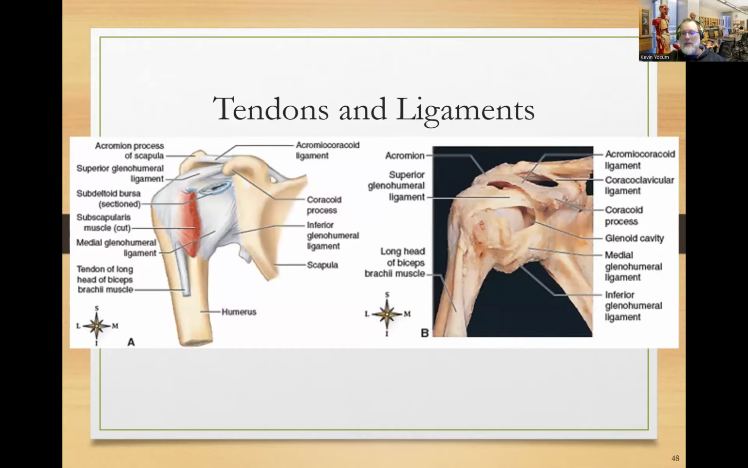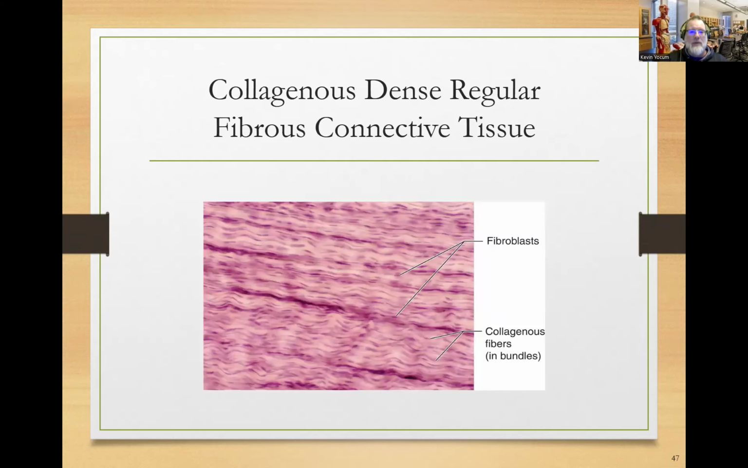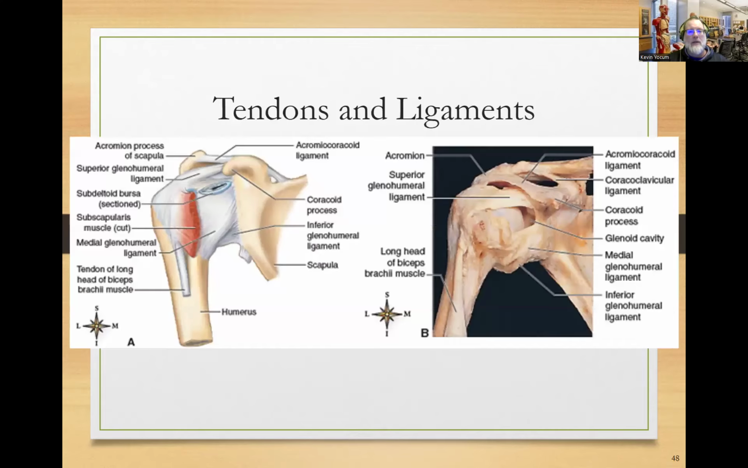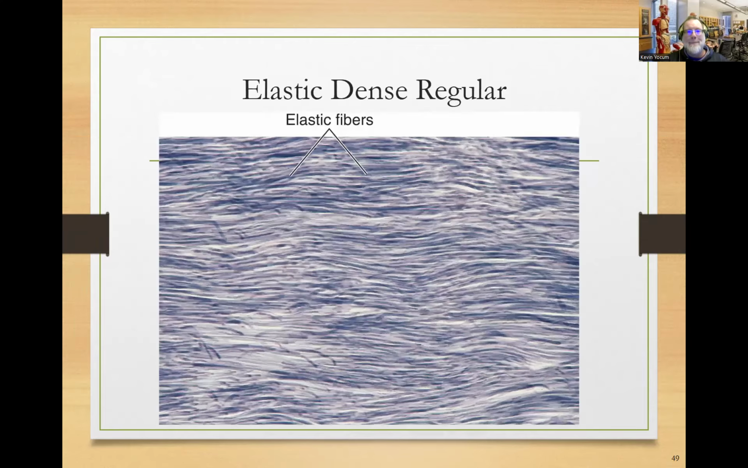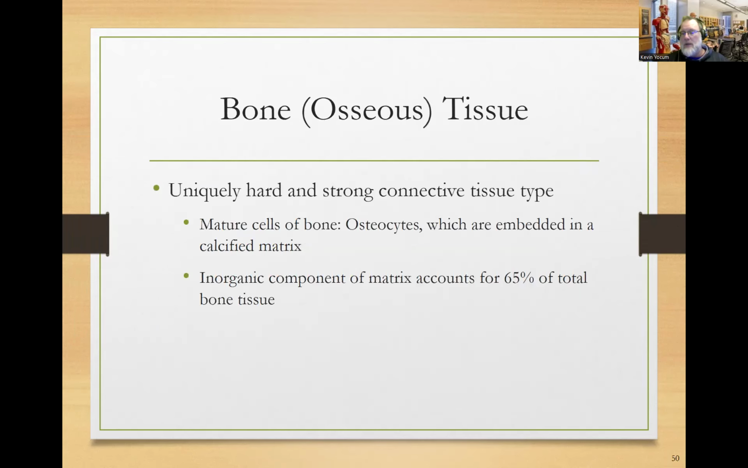Okay, tendons and ligaments, those are going to be a couple of the key features of those. Dense, regular connective tissue. Elastic, dense. All right, so anyway, dense regular, dense irregular. Next up, for connective tissue, we have bone.